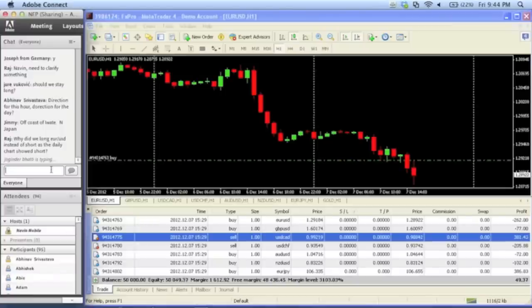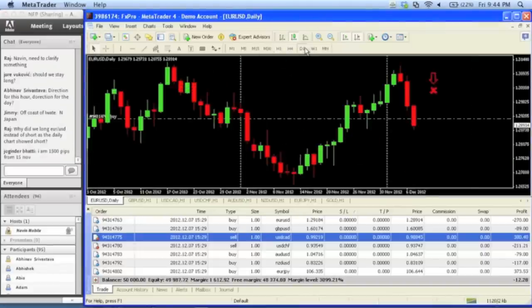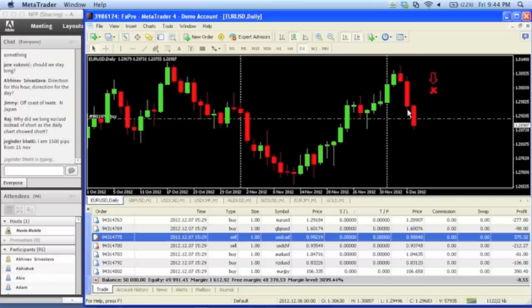Okay. Raj, why did we long Euro USD instead of short as shown on the chart? Okay, let's go over this really quick. Euro USD on the daily chart, if you take a look, the previous candle is a strong short. This big candle gives us an indication that the market is going to continue short. How far short? It's going to go beyond the tail because the tail is small. That indicates there's more pressure coming in from the top.